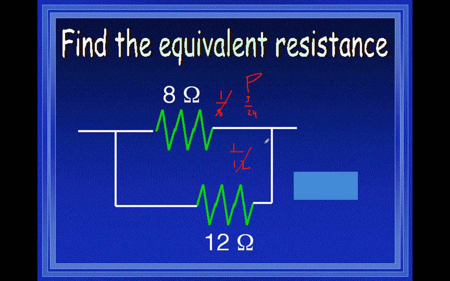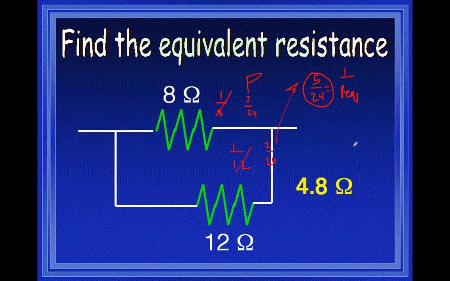This becomes 2 over 24. If we add these together, this becomes 5 over 24. But remember, that's not the answer because it's really 5 over 24 equals 1 over REQ. So when you do this right, you can cross multiply and divide, or we just think we can do the reciprocal. You get your answer and take the reciprocal. So it's 24 divided by 5, and your answer is 4.8. Okay, I can walk you through that in class if you need more help.